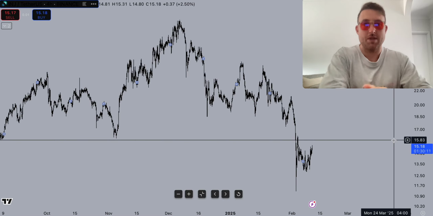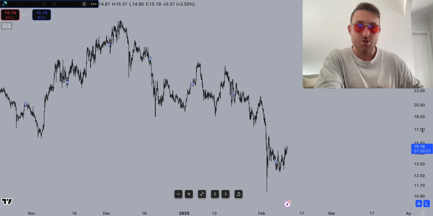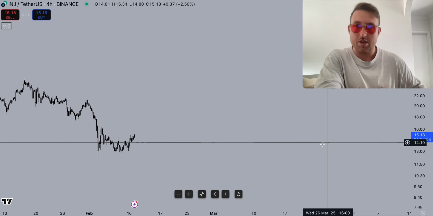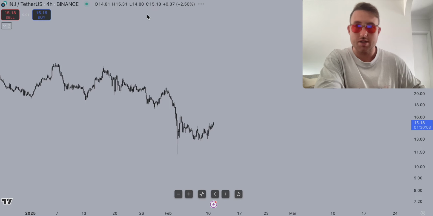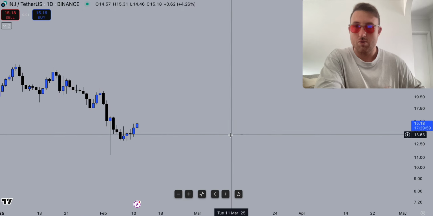Today we're going to just be discussing Injective and what I'm thinking in the short term here. How we're tracking what our last daily candle has done. Let's have a look. So we're looking at Injective now.